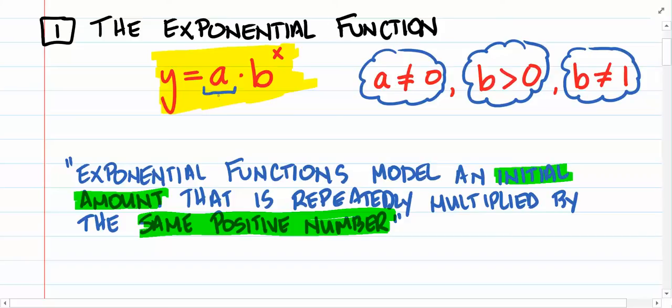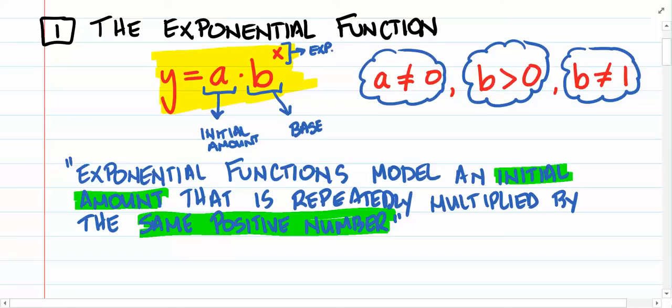The a value, this is always considered your initial amount. That's how much you start with, okay? The b value, this is the multiplicative factor by which you are multiplying that initial amount. This is also considered the base of your exponential function. And of course, x is just the exponent, and it's the input.